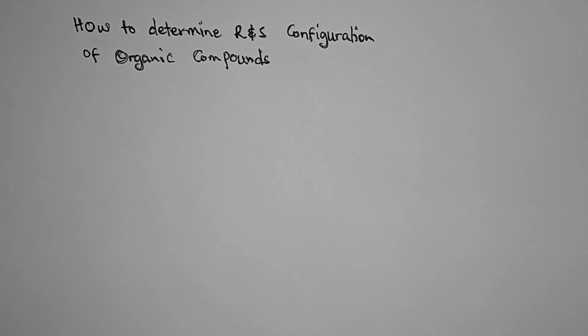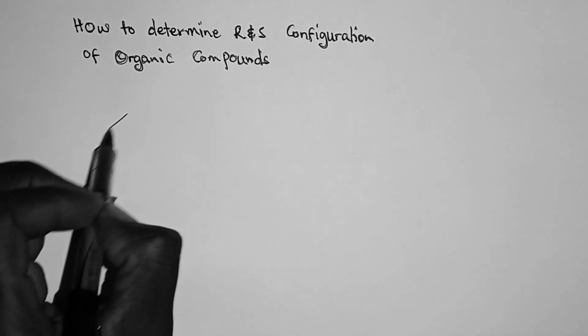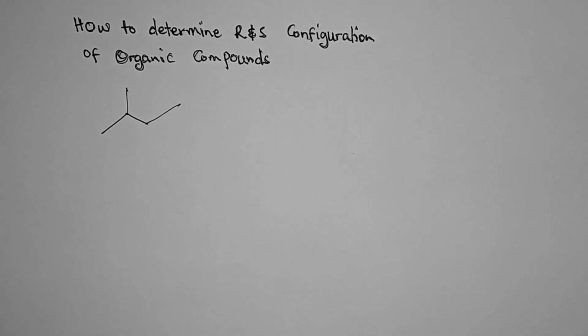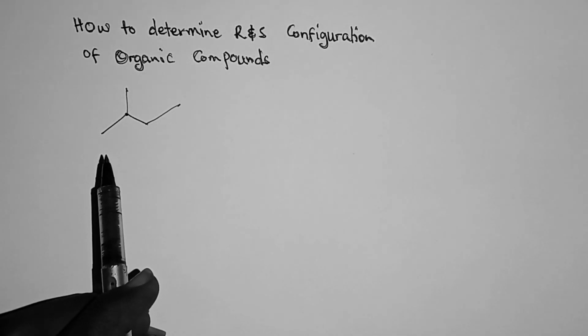In this video, we are going to learn how to determine the R/S configuration of organic compounds. So for example, let's consider this molecule. Are there chiral centers in this molecule? You can only identify a chiral center if the carbon is bonded to 4 different groups.